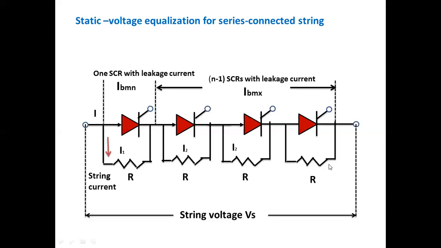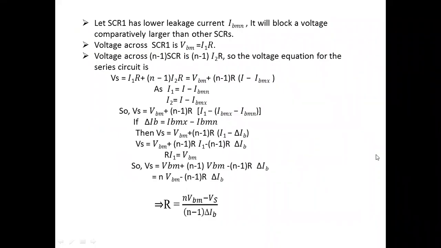There is a problem of the SCR heating, because the current values change with respect to the voltage. Therefore the SCRs get heated and the temperature of that particular SCR changes. That is the problem of unequal voltage distribution. Next, this is the resistance value which we calculated in the previous session for the equalizing circuit.